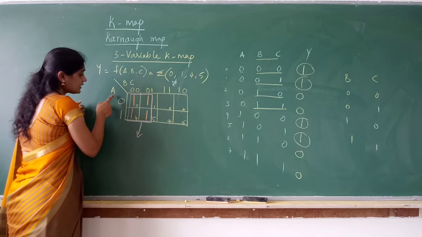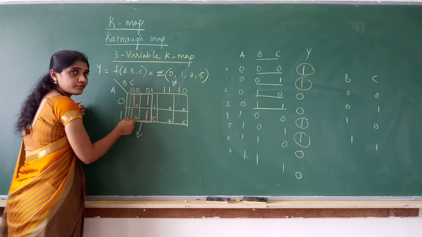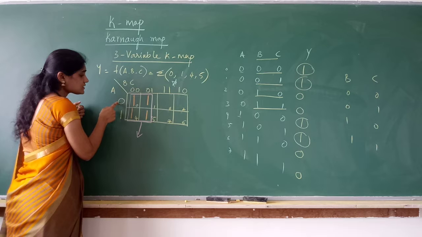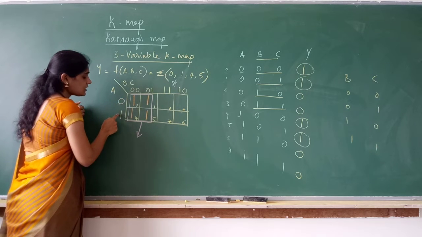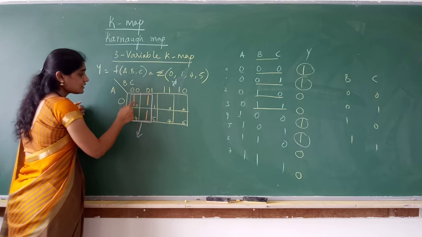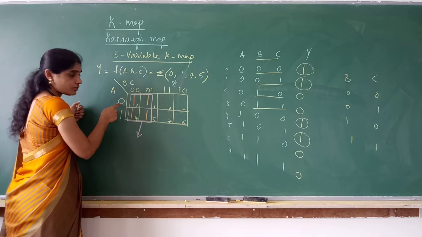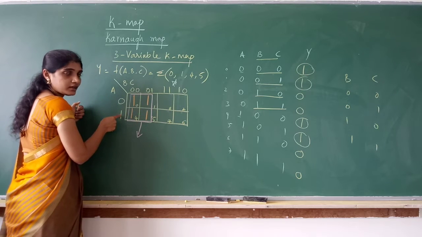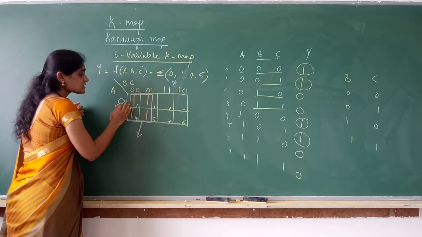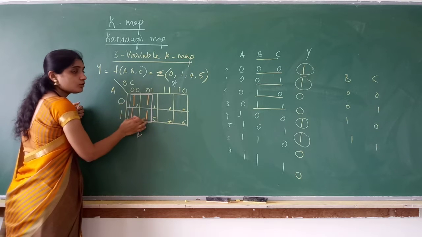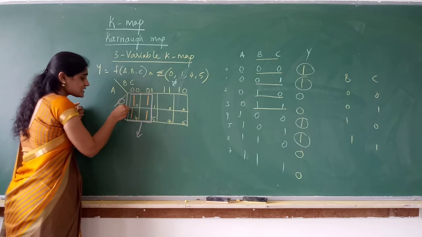Now, for these 4 cells, what is A taking? A is taking 0 for these 2 cells and A is taking 1 for these 2 cells. When I group all the 4 cells, for 2 cells A is 0, for 2 more cells A is 1. So you cancel 0 with 1.